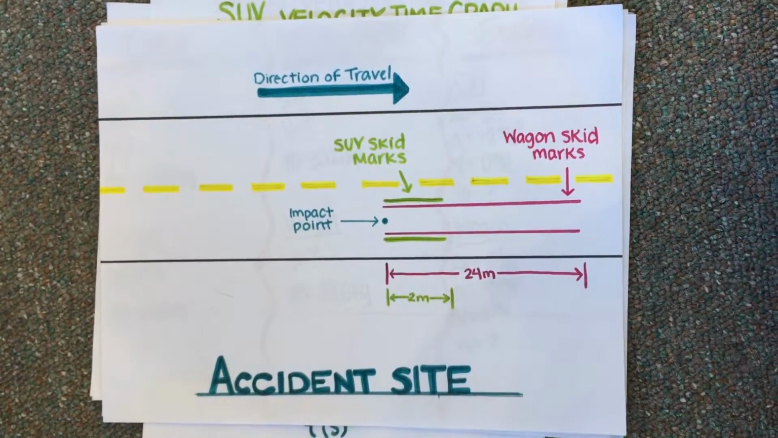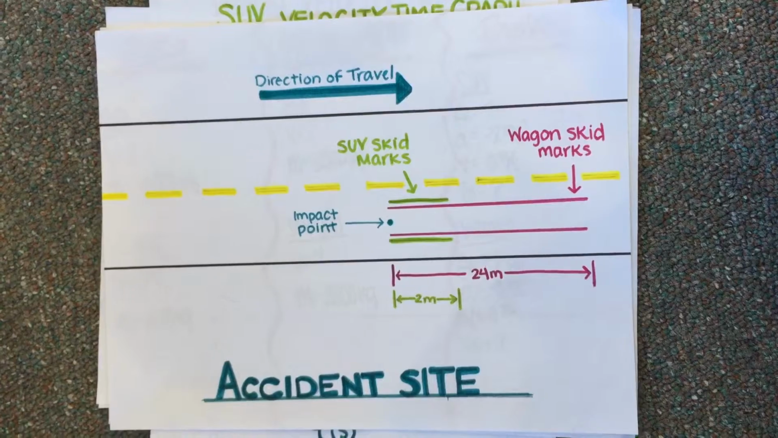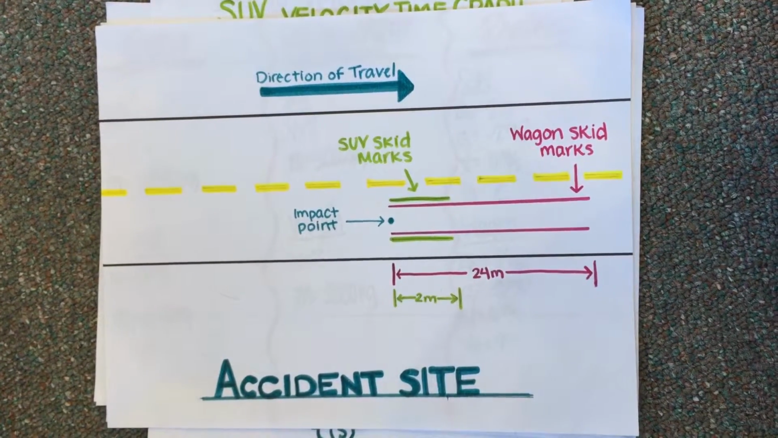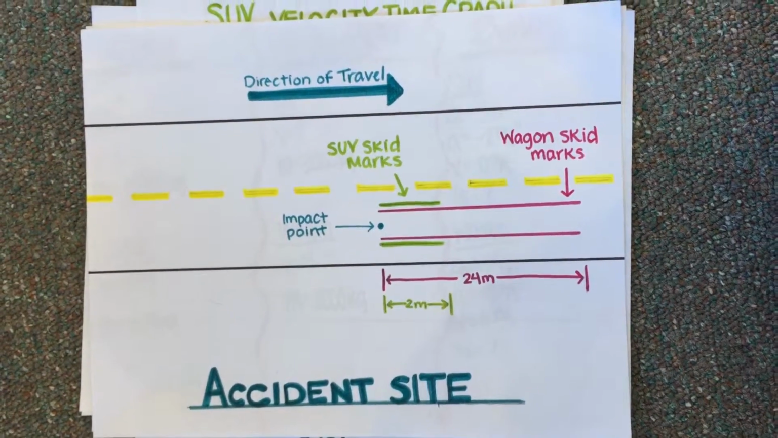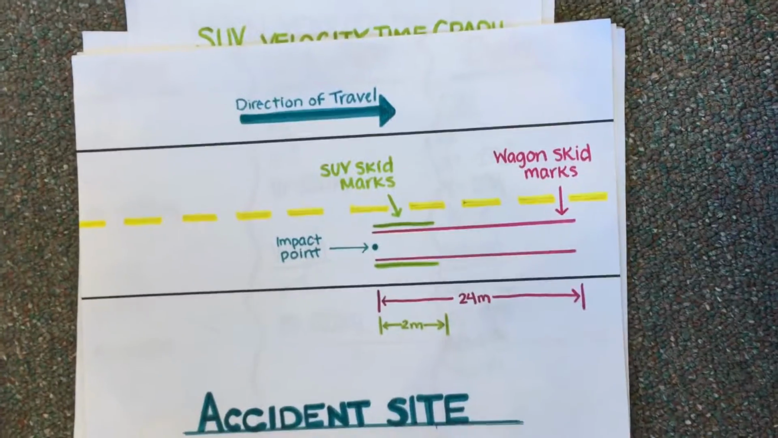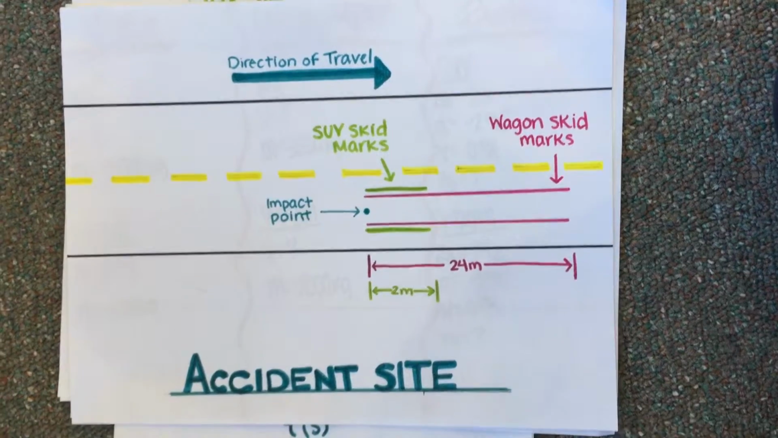This is the diagram of the accident site. The green skid marks indicate the distance that the SUV traveled after the collision, which was 2 meters. The pink skid marks indicate the distance that the wagon traveled after the collision, which was 24 meters.